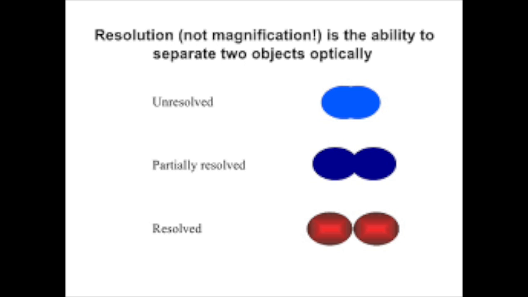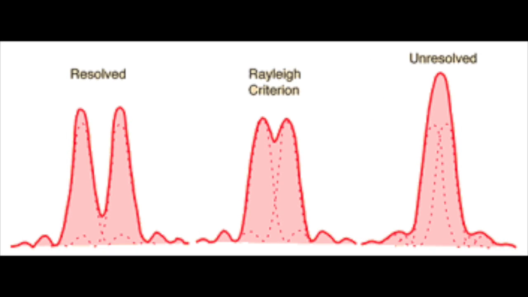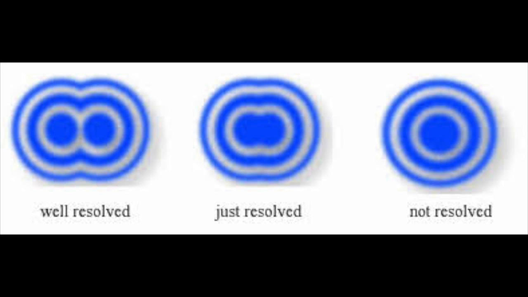Rayleigh's criterion states that in order for them to be distinguishable from each other, the center of one diffraction pattern has to directly overlap the first minimum of the other diffraction pattern. If they are any farther apart, they will be considered well resolved, meaning that they are easily distinguishable from one another. If the distance is any less, then they will be unresolved, or indistinguishable from one another.